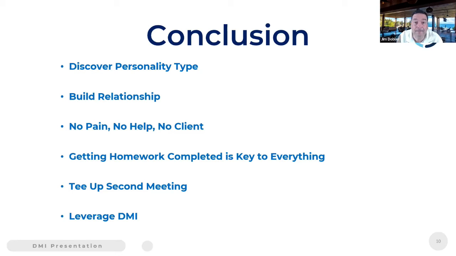no client. Getting that homework completed is the key to everything. If you can get them to collect those statements and fill out those 2 worksheets, you're 75% of the way there. Then it's just a matter of finding out what the best road forward for them is. And because they've been open by filling out all that information, there's a really good chance they're going to walk down that road with you. Make sure you tee up that second meeting. What are you looking to accomplish at that second meeting? Review the goals, review everything with them.